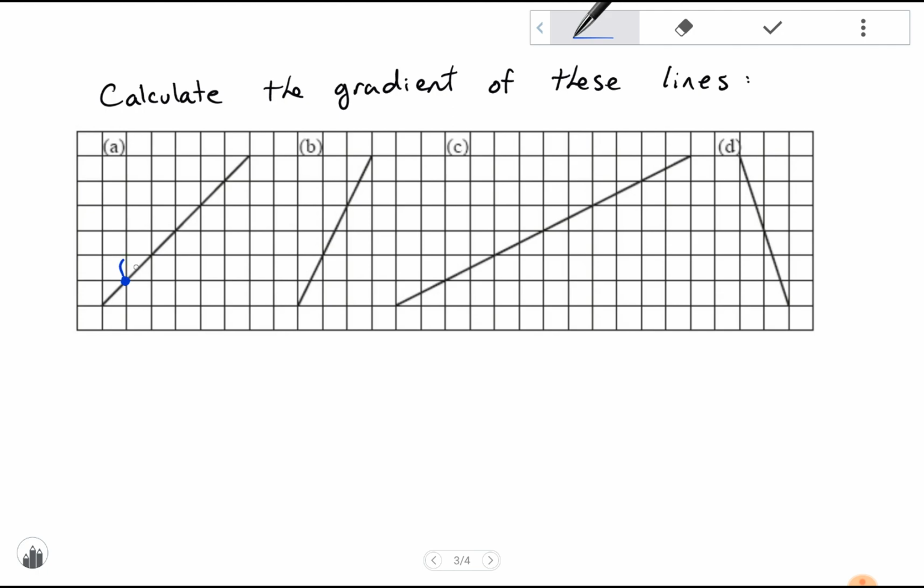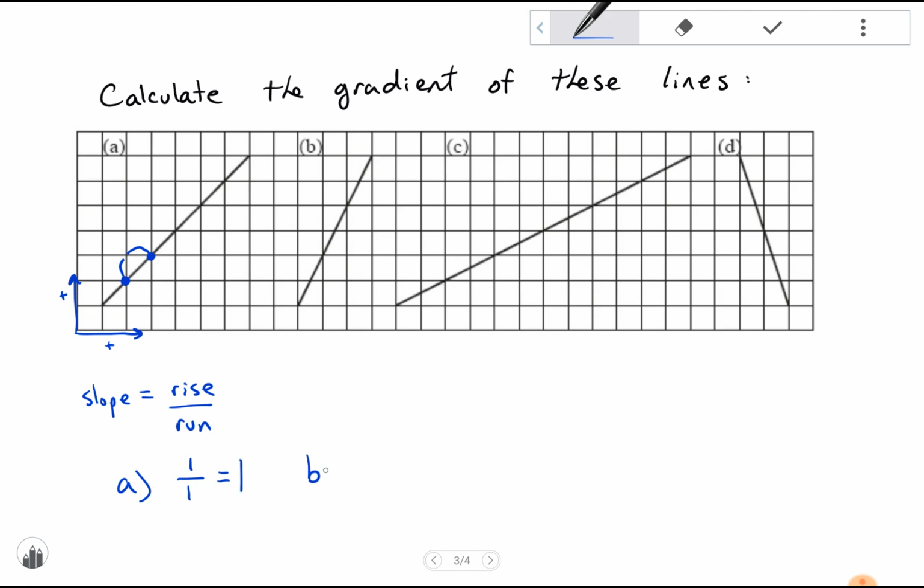So rise is 1, and then run is 1. Both of these are in the positive direction. So when we're going up and when we're going to the right, these are positive. Of course, when we're going left and down, those would be negative. So in this case, the gradient or the slope equals rise over run. So for A, we have 1 over 1, and that simplifies to just 1. So the slope there is just 1.